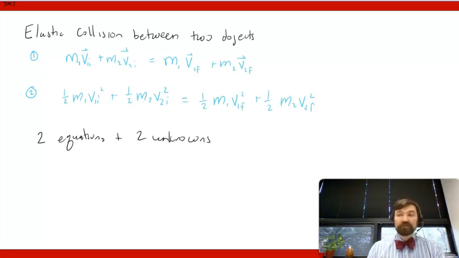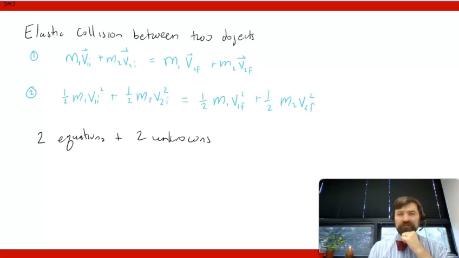Now it's possible to have other conditions added, like maybe you're actually told the initial and final speeds of both objects and you have to solve for the mass. So you'd have two unknown masses. Or maybe you know all the final speeds and you know the masses and you want to solve for the two initial speeds. All of that's valid.